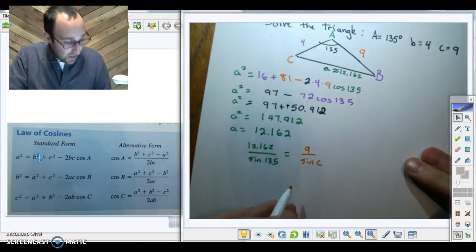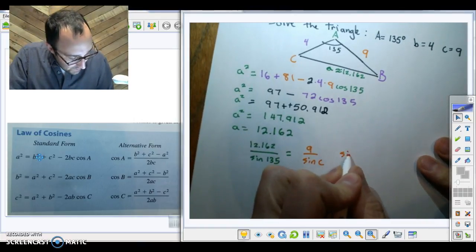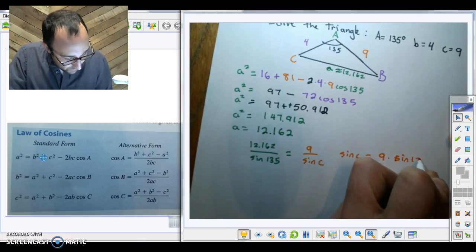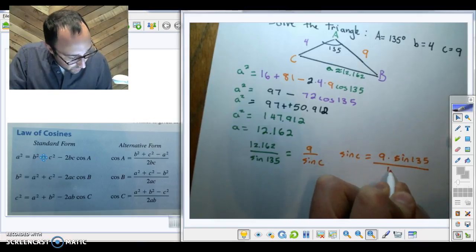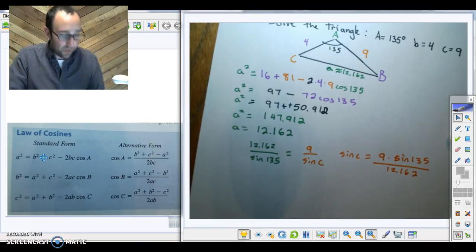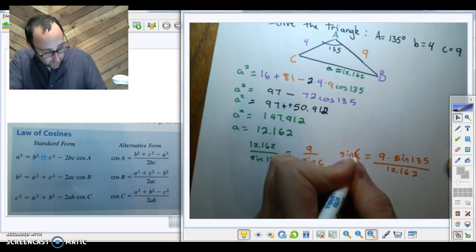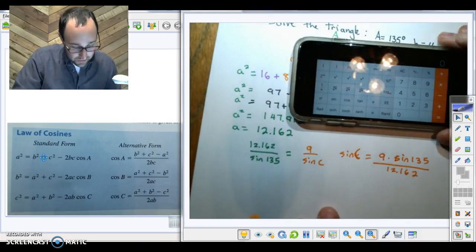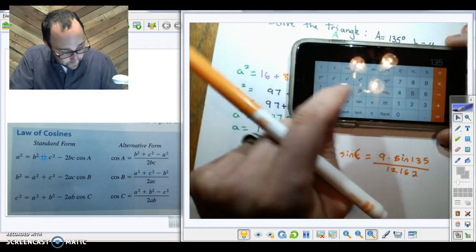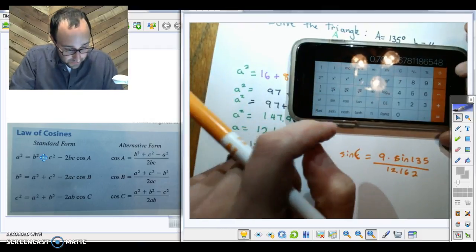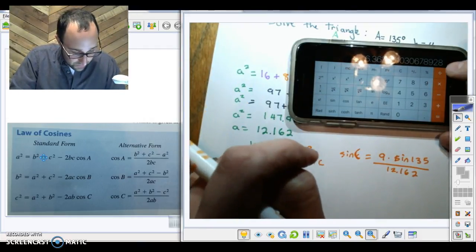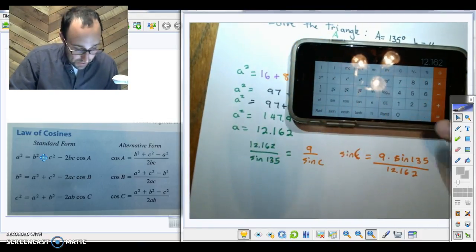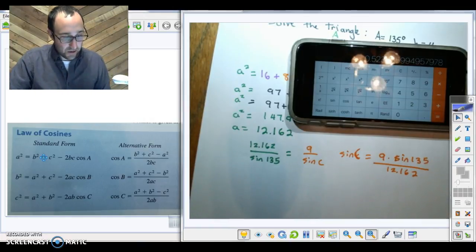Cross multiply, yada yada yada, and we will end up with sine C equals 9 times sine 135 all over 12.162. Okay, and this should be a capital C, not a lowercase c. Alright, so then let's just use our calculator. Let's go back and do all that stuff. Sine 135 times 9 is going to equal that, and then divide it by 12.162. And we end up with that.